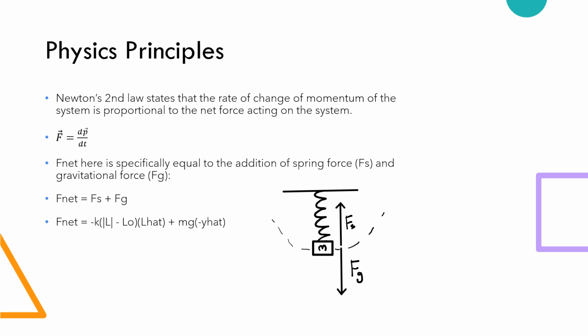Physics principles. Newton's second law says that the rate of change in momentum of the system is proportional to the net force acting on the system, where F net is equal to dp/dt. F net here is specifically equal to the addition of the spring force and the gravitational force, where F net is equal to Fs plus Fg.